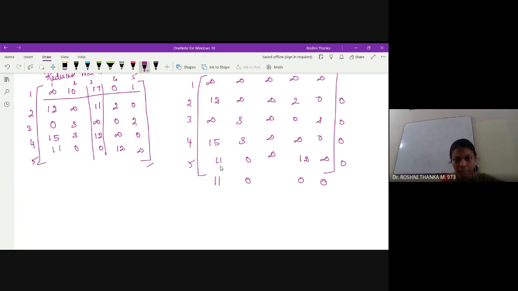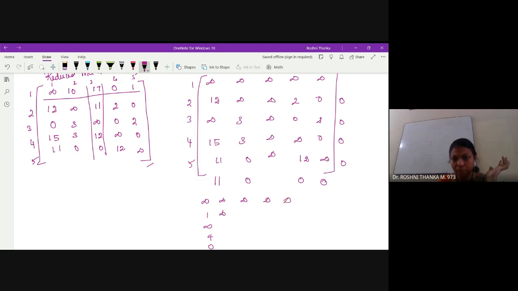So it becomes infinity, and then 12 minus 11 you will get 1. Then infinity. 15 minus 11 you will get 4. 11 minus 11 you will get 0. So infinity, 1, infinity, 4, 0. Then in this column we got minimum 0, no problem. Here it is completely infinity and 0, so nothing to subtract from the rest. So here we got the answer. The rest of the things you have to write as it is.